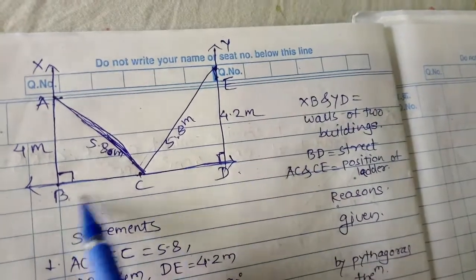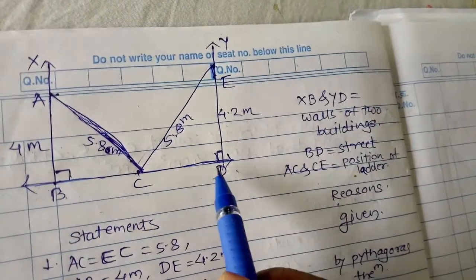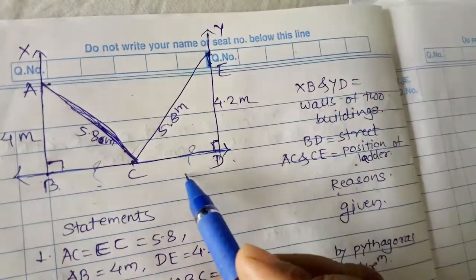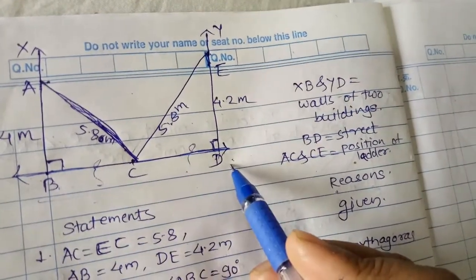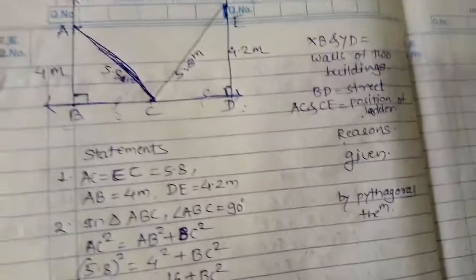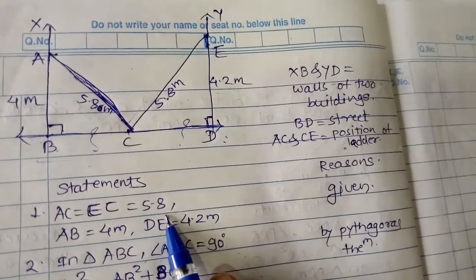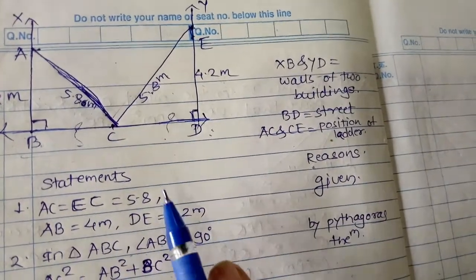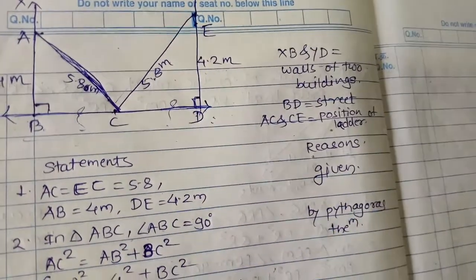And now we have to find out the width of this street. So first we have to find out this BC, after that we have to find out this CD, and then after we have to take the addition of this one. So see, AC and CE we are given 5.8. So the measurements that we are given in the example, it is our first statement and the reason is given.